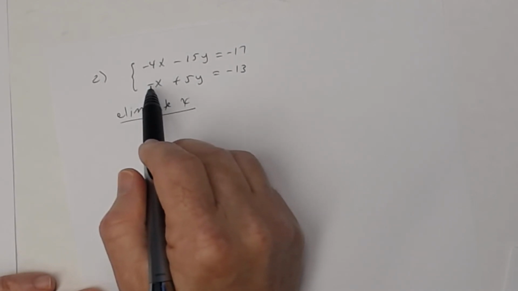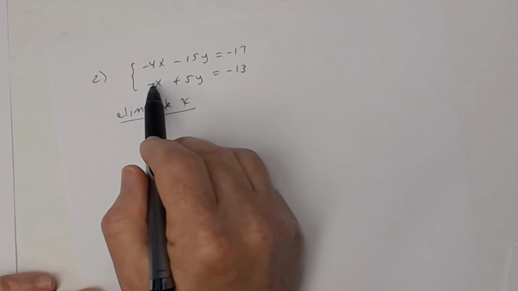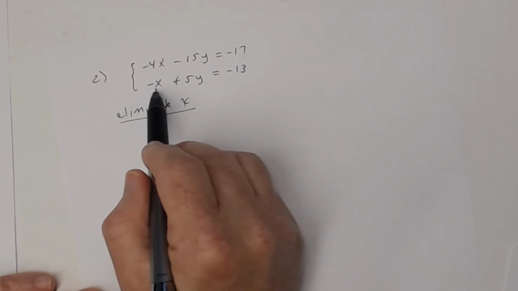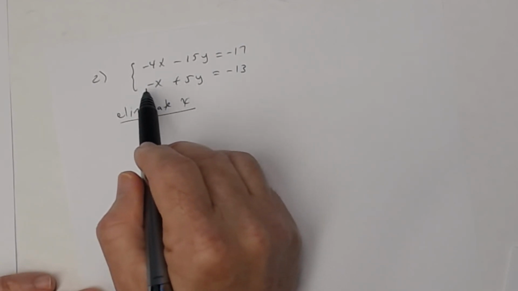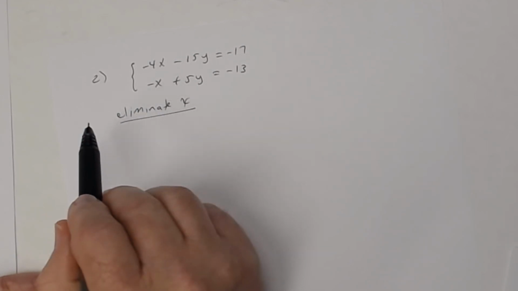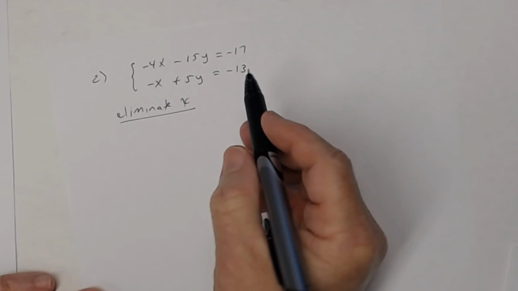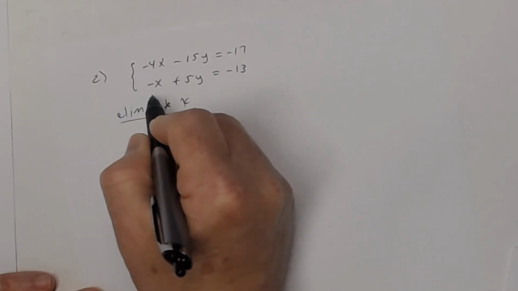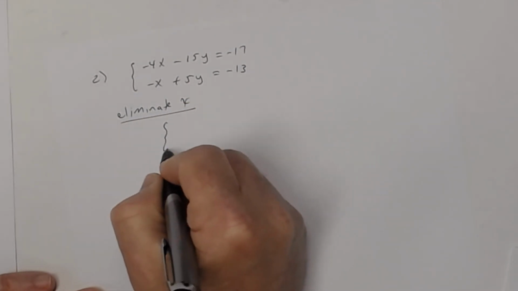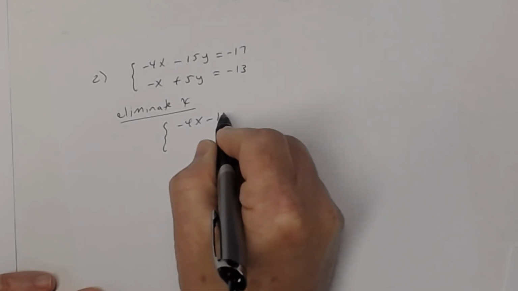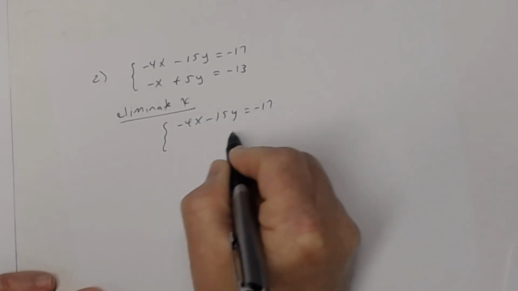To do that, see, it's already negative 1, so I've got to multiply this by a negative 4. A negative 1 times a negative 4 is a positive 4. So the way I'm going to do this is, let me go ahead and rewrite this over.